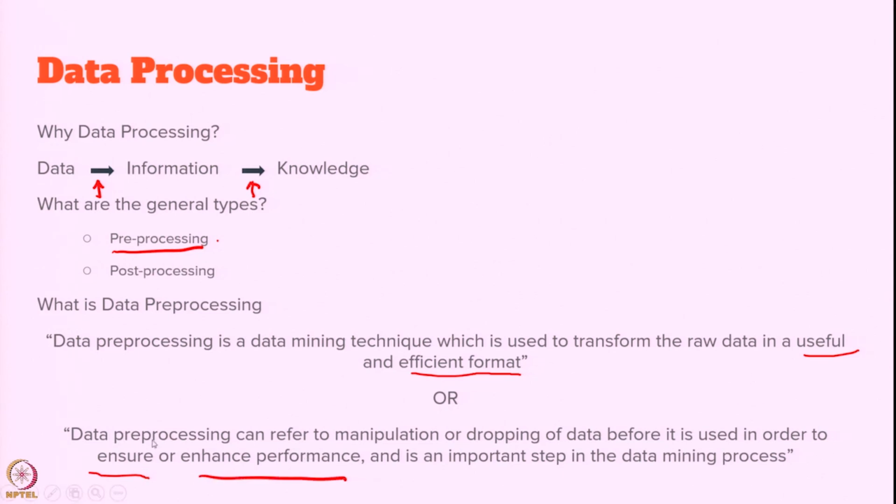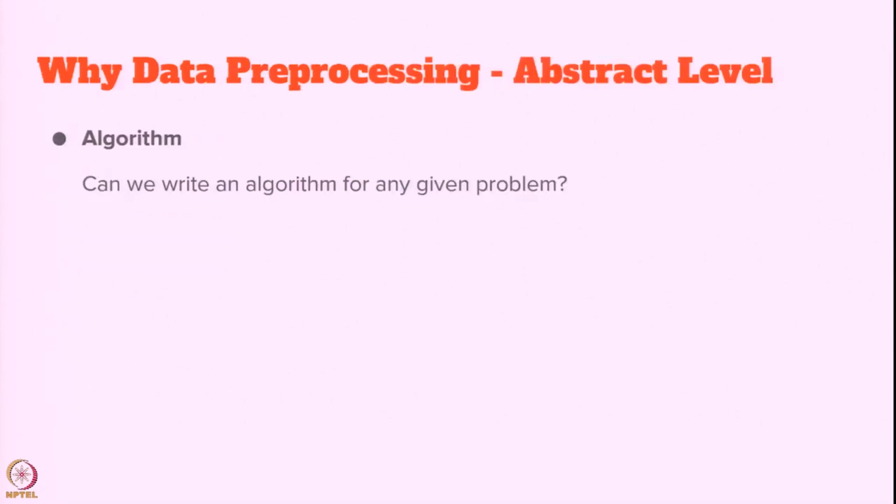We will try to understand some of the concepts of computer science in general at an abstract level to know what do you mean by useful and efficient format or ensure and enhance performance of a given algorithm, method or something. So since I used the word algorithm, let us see what is an algorithm. You all know that algorithm is a step-by-step procedure to solve a given problem. It's a very simple one, right? So we are writing a step-by-step procedure to solve a given problem.